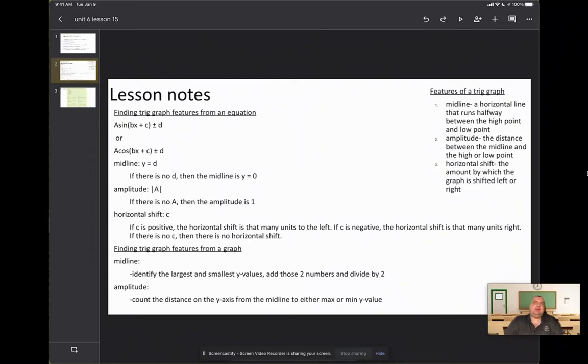Welcome back, everybody. We are up to lesson 15 now of Unit 6. We're still talking about trig graphs, specifically the midline, the amplitude, and the horizontal shift, those three things. I did add some things to the bottom of the lesson notes about how to figure out the midline and the amplitude from the graph.